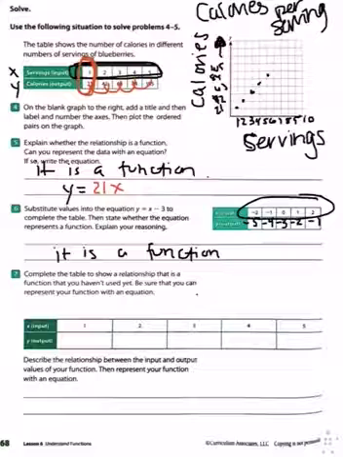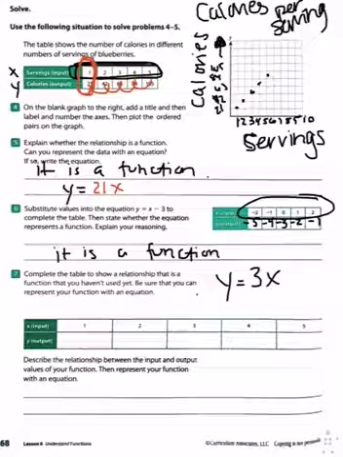Problem number 7 says complete the table to show a relationship that is a function that you haven't used yet. Be sure that you can represent your function with an equation. So I'm going to make my equation y equals 3x. When the number and the variable are next to each other, it means multiply. So 3 times 1 is 3, 3 times 2 is 6, 3 times 3 is 9, 4 times 3 is 12, 5 times 3 is 15. That is going to be my table.